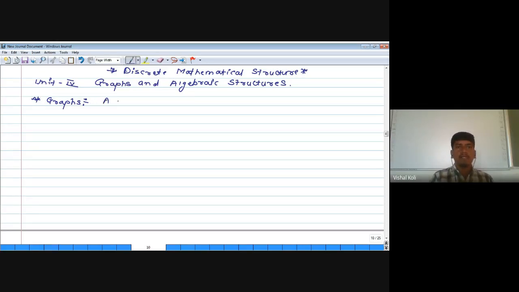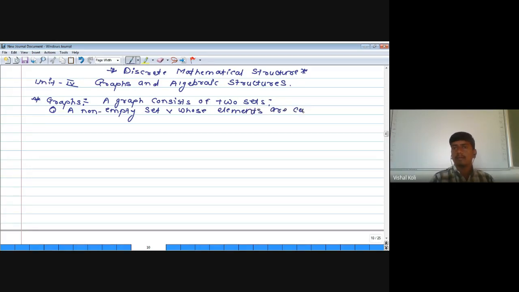Okay, a graph consists of two sets. First one is a non-empty set V, whose elements are called vertices, nodes or points of a graph G. And the set V of G is called the vertex set of G.